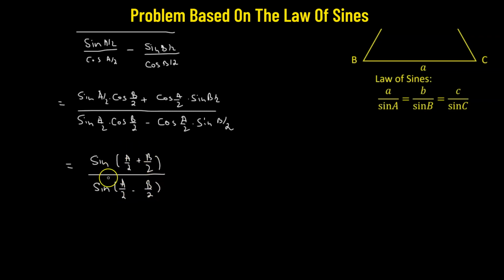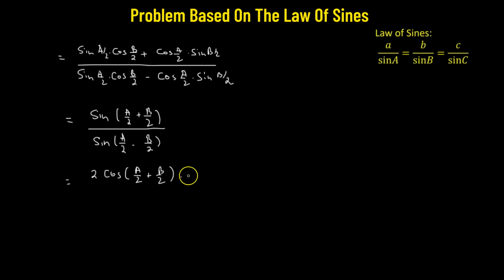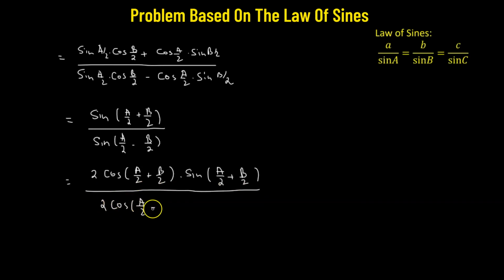So what we'll do is multiply both numerator and denominator by 2 times cosine of (A over 2 plus B over 2). So the numerator is 2 times cosine of (A over 2 plus B over 2) multiplied by sine of (A over 2 plus B over 2), whole divided by 2 times cosine of (A over 2 plus B over 2) multiplied by sine of (A over 2 minus B over 2).